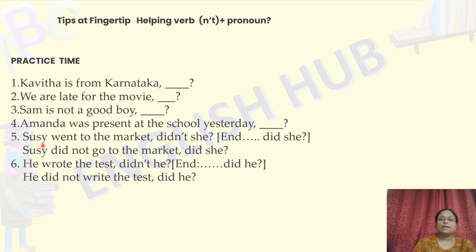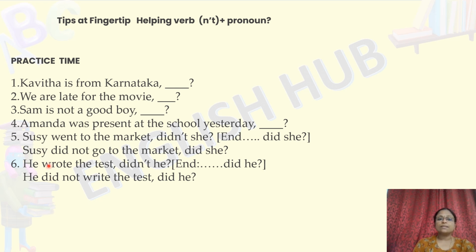Next, Amanda was present at the school yesterday. Here the auxiliary verb is was. The statement is positive, so the negative tag is wasn't, and Amanda, the noun, is changed to a pronoun: wasn't she. The last two questions are meant for high school students. This is how you get them in your English Language Paper 1, Question 5, transformation of sentences.